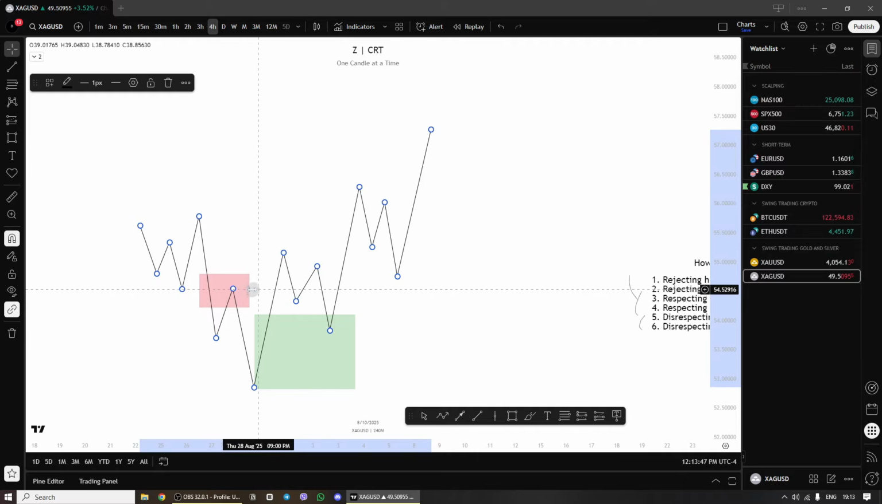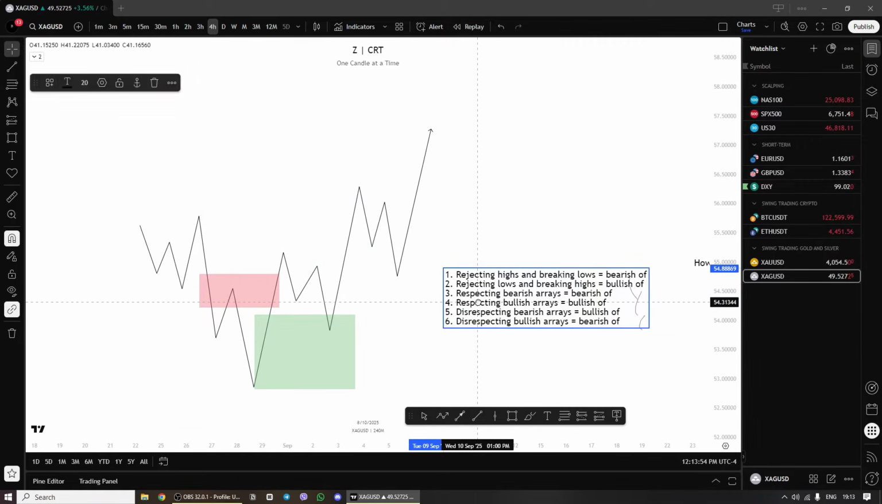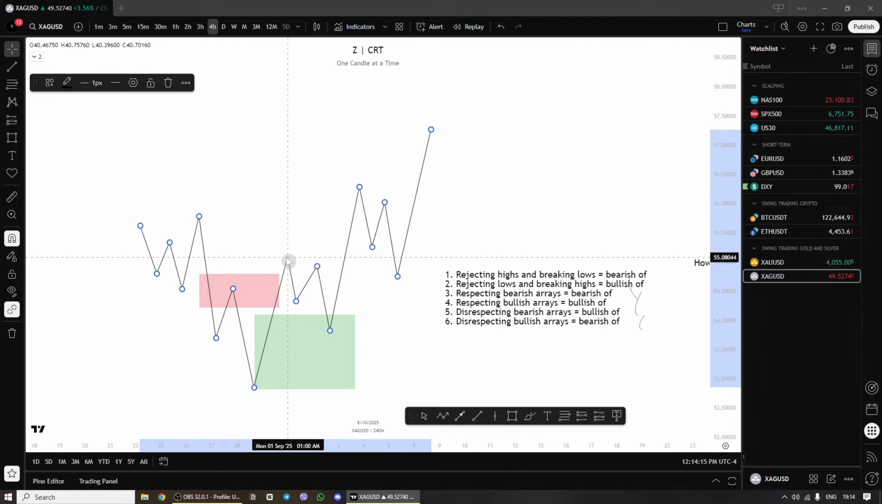And what was done already to here? We rejected a low, we broke a high, which is bullish order flow. We are respecting a bullish PDA, and we are disrespecting a bearish array, which is this FVG, which created this one. It's disrespected and broken through. So now we have to continue our order flow.